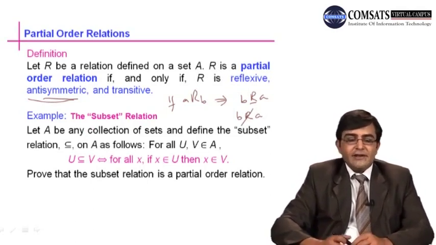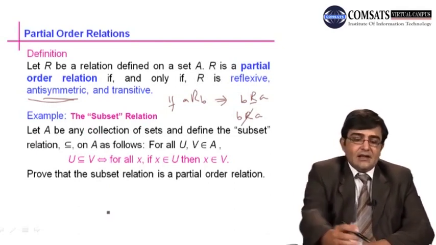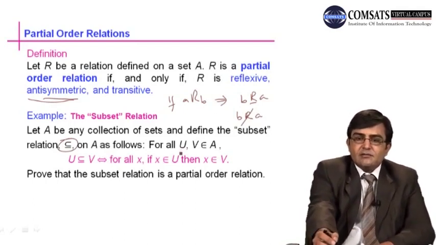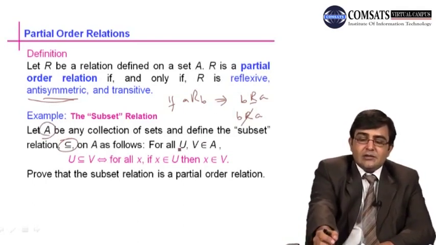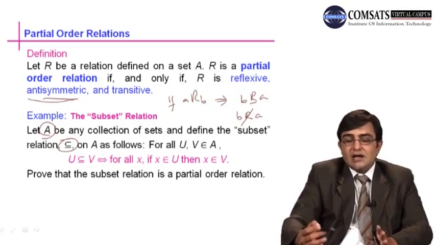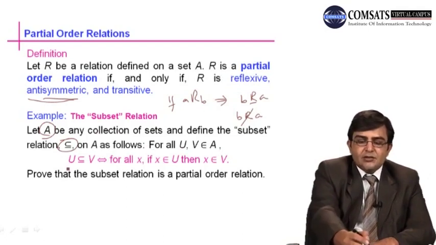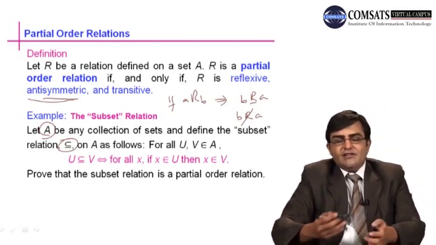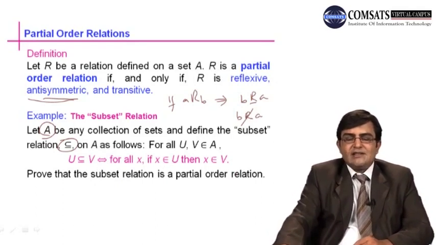How do we define it? Let A be a collection of sets and define the subset relation on A as follows. A is a collection of sets, so in this collection the elements are sets. If we have two sets U and V which belong to this collection, then U is a subset of V if for all X, if X belongs to U, then X belongs to V, the usual definition of subset. So we have to prove that this relation is a partial order relation.